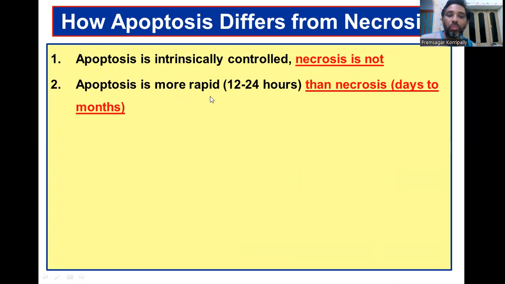Apoptosis is more rapid. It hardly takes 12 to 24 hours. Certain cells, within a few hours, single-digit hours. Whereas necrosis may take from days to months. For example, liquefactive necrosis takes months together.